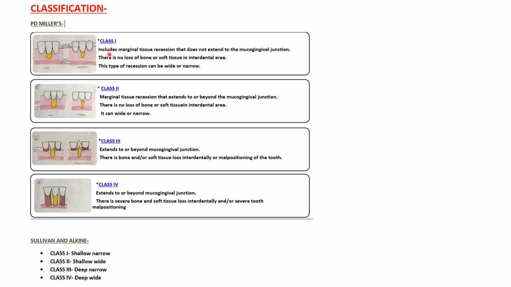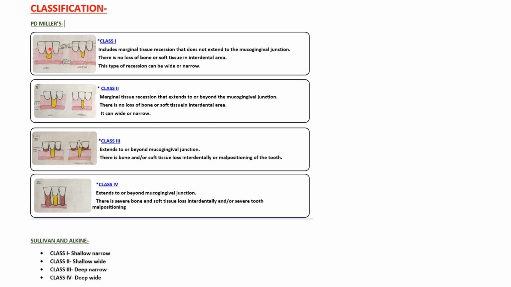Moving on towards class 1. So what does class 1 mean? Class 1 includes the marginal tissue recession that does not extend to the mucogingival junction. As I said, the mucogingival junction is the junction between the gingiva and the alveolar mucosa. This darker portion over here is alveolar mucosa, the red portion, and the pink portion is your gingiva. So this demarcation is the mucogingival junction.